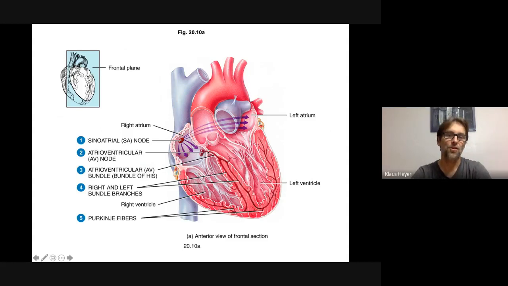And then from there, it goes down the septum. Here's the atrioventricular bundle, and then it becomes the left and the right bundle branches. Now we're firmly in the ventricular septum, in between the two ventricles. A common heart problem you'll hear of is a bundle block. That would be in here. Something's blocking the transmission of that action potential.